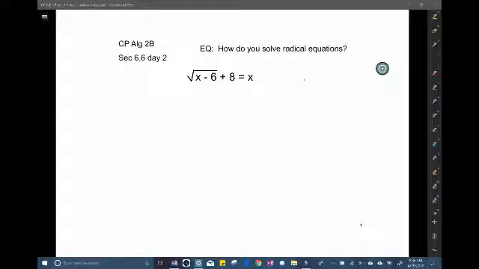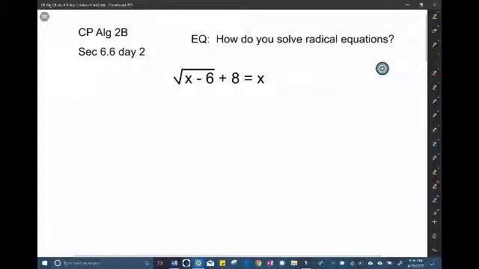Hello, CP Algebra 2B, and welcome to another lesson here. This is a continuation of solving radical equations, just a little more challenging ones today. So this is day 2 again.